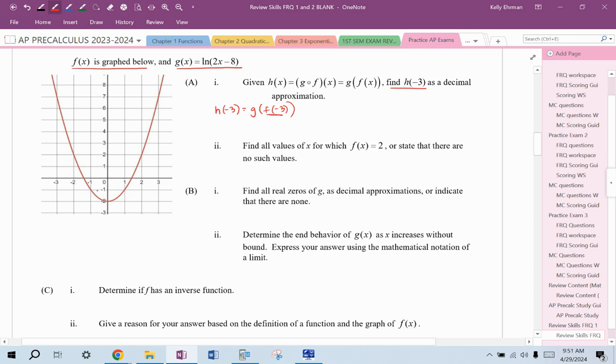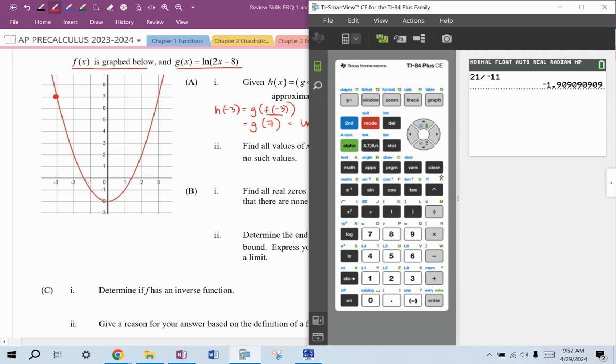So here's the f of x graph. Go to negative 3. Where are we on the graph? f of negative 3 is 7. So now the problem simplifies to what's g of 7? g of 7 has to go into our calculator. Natural log of 2 times 7 is 14 minus 8. And again, we're putting this in our calculator. I don't want to make a silly subtraction error. It is natural log of 6, but I'm just going to type it in as it is. So natural log of 14 minus 8.